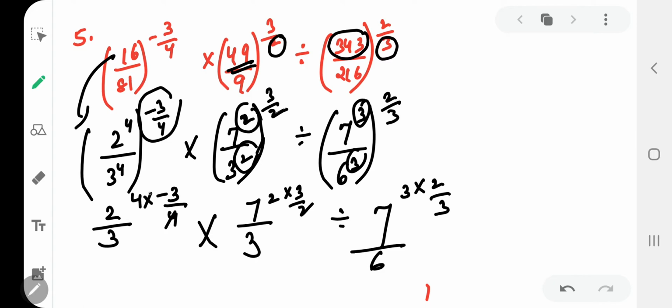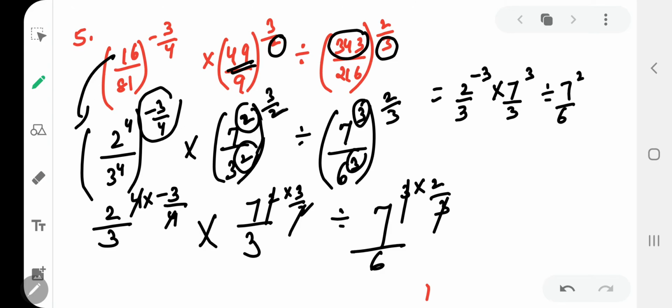So this 4 and this 4 I can eliminate, this 2 and this 2 I can eliminate, this 3 and this 3 I can eliminate. So in a way I'll get 2 upon 3 raised to minus 3, 7 upon 3 raised to 3, divide by 7 upon 6 raised to 2.